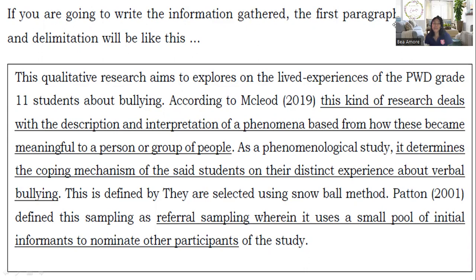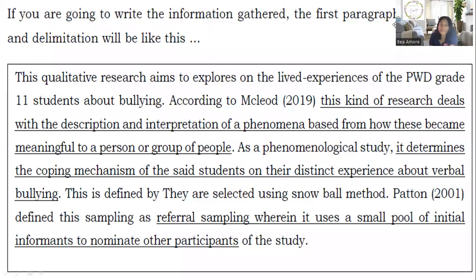They are selected using the snowball method. Peyton 2001 defined this sampling as referral sampling, wherein it uses a small pool of initial informants to nominate other participants of the study. So this is how you're going to write your first paragraph for scope and delimitation.